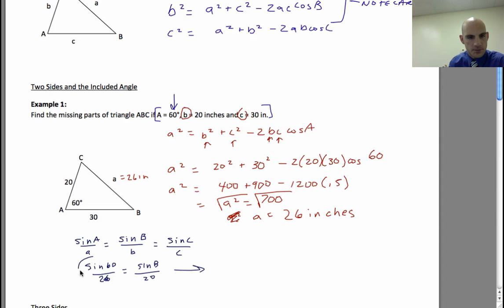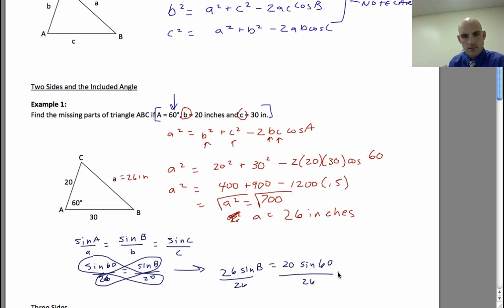So when I do my cross multiplication here, 26 sine B is equal to 20 sine 60. I'm going to divide by 26 on both sides, and the sine of B is equal to 0.6662.